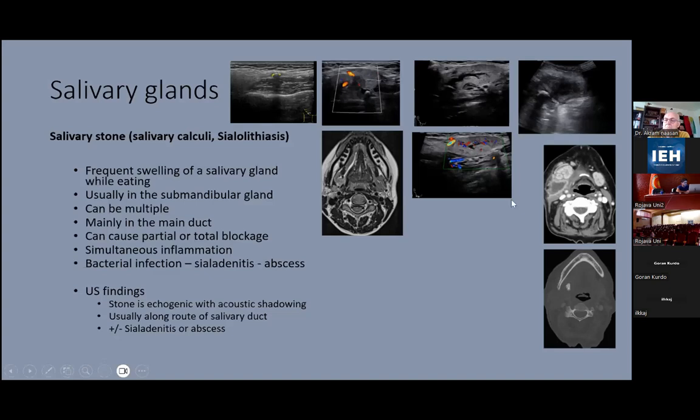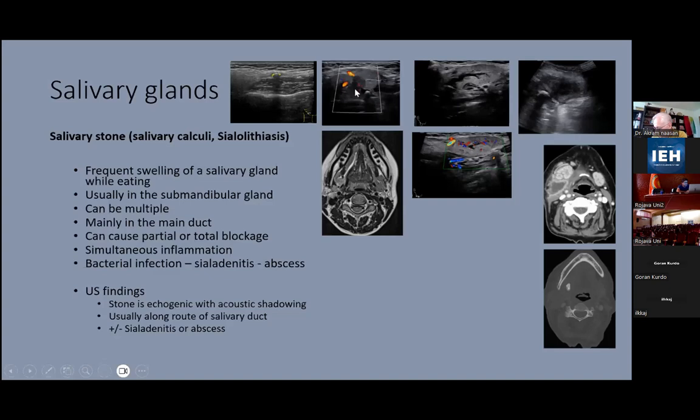This is another patient. This is the stone. And you see that the intraglandular duct has been widened. Another patient, this is the stone. And you see hypoechogenicity inside the gland.